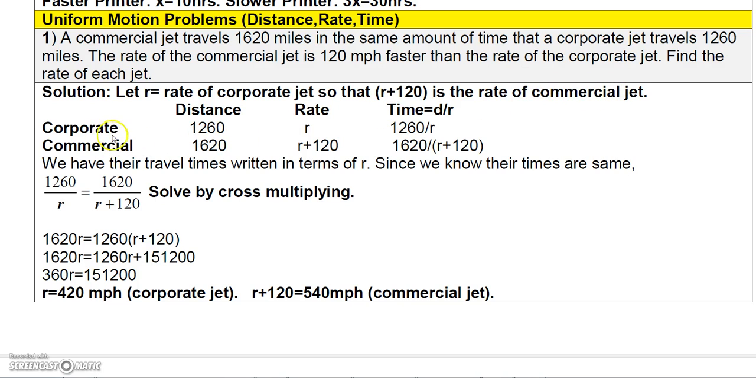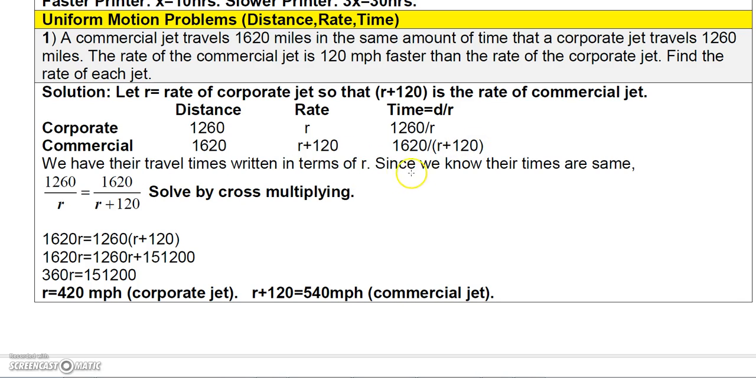Now, we know the corporate jet is going to go a distance of 1,260 miles at a rate of R. So the time that the corporate jet's going to travel would be 1,260 divided by R, because time is distance over rate. Okay, and then for the commercial jet, it's going to travel a distance of 1,620, and its rate's going to be R plus 120. And so the time that it's going to be traveling is the distance over the rate, so 1,620 over R plus 120.